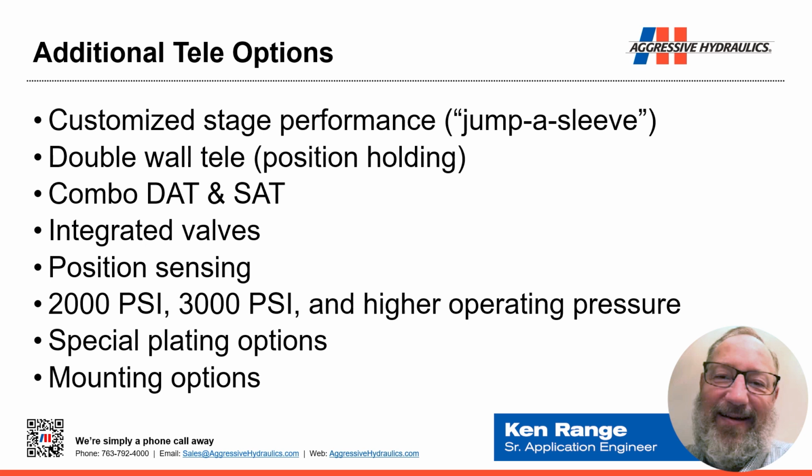In this case, you can't go past about 2 or 3 stages, otherwise the cylinder just gets too large. But if position holding is really important for a telescopic, double wall is definitely an option to go to. It's also possible to build a telescopic that has stages that are double acting and stages that are single acting, all within one cylinder case.